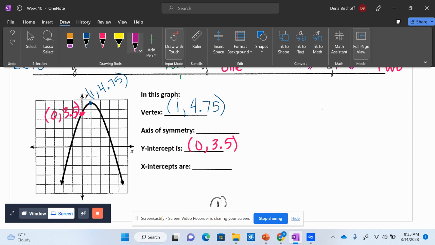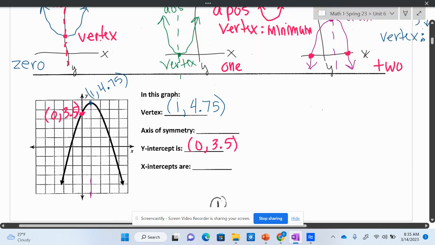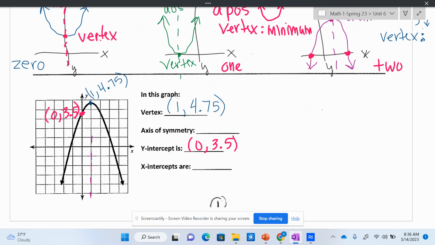The axis of symmetry is that imaginary fold line. I drew a dashed line that goes right through the vertex, because we said that the axis of symmetry goes through the vertex. And it's a vertical line. The equation for the axis of symmetry is x equals 1.